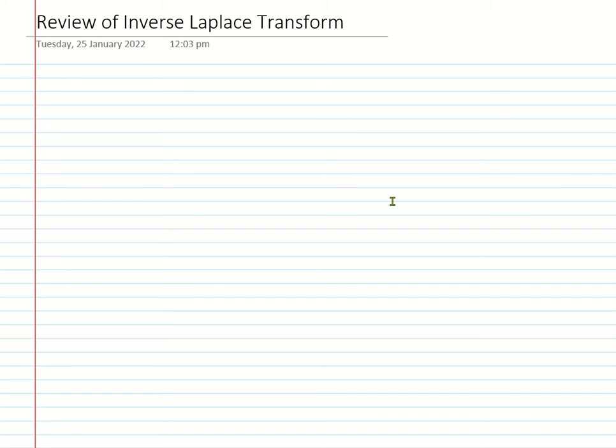Okay, so this is a continuation of our discussion of Laplace transform under chapter 1. We will be talking about inverse Laplace. So what is inverse Laplace transform? It's the opposite of the Laplace. When we take the Laplace of a function in time domain, we transform it into S domain. Then if we want to go back from S domain to the time domain, we need to apply the inverse Laplace transform. So it's the opposite of the Laplace transform.